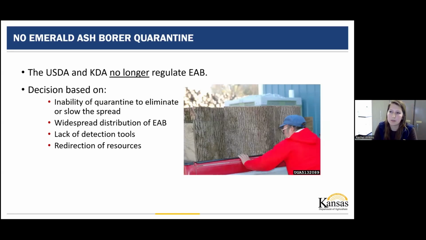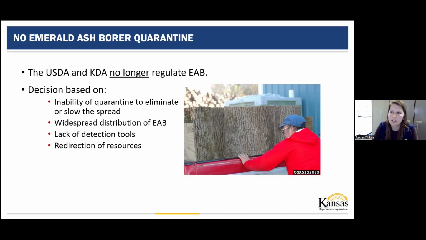So because of the beetle's extensive spread across the country, both the USDA and here at KDA, at the federal and state levels, we no longer regulate emerald ash borer. Just a handful of years ago, the quarantines for EAB were dropped. And so this decision was based on the quarantine's ineffectiveness to slow the spread of emerald ash borer, as you saw previously, given the widespread distribution of EAB across the country.